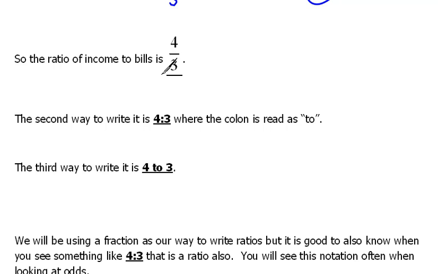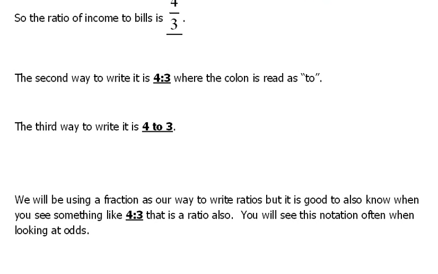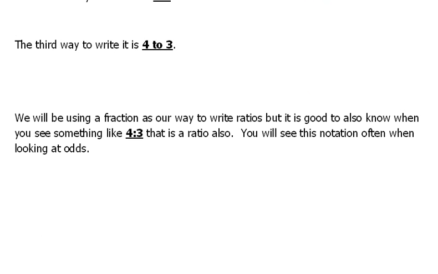Now, our second way that we write ratios is using a colon. So this would be 4:3, and it's read "4 to 3." The third way that we write it is actually using the word "to," comparing 4 to 3. Now, we're going to be using the fraction as our way to write ratios because it is the most common.